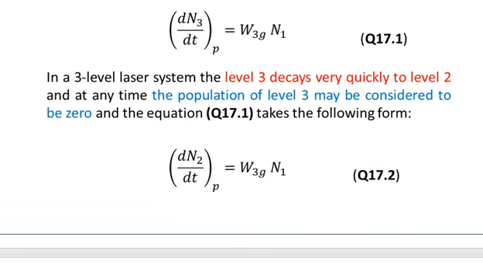In a 3-level laser system, the level 3 decays very quickly to level 2, and at any time the population of the level 3 may be considered to be 0, and equation 17.1 takes the following form. Because the level 3 decays very quickly to level 2, all the population gathered in the level 3 is actually gathered in the level 2. So we can effectively say that the pumping is being done from the ground state to the level 2. So we have written dN2 over dt due to the pumping is equal to W3G times N1, as given in equation number 17.2.